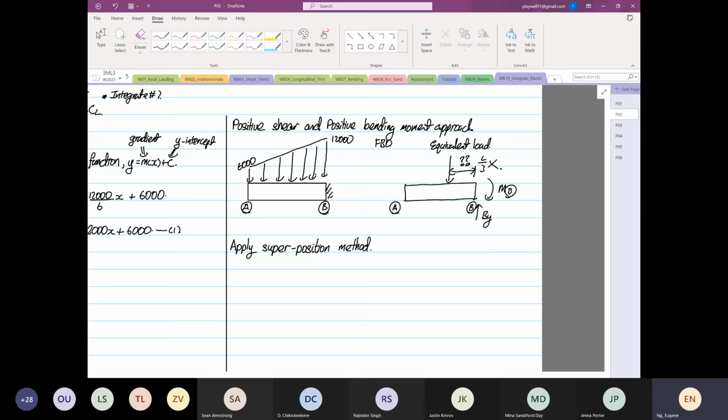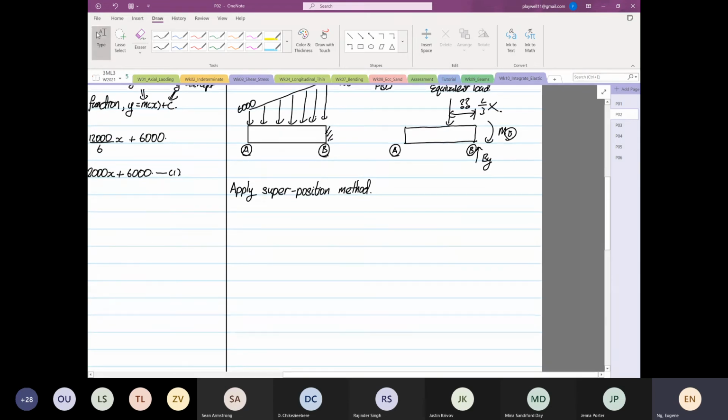So what do I mean by superposition? Superposition means you divide the distribution into 2 parts. When I read the textbook superposition, I said, oh, it's super. And guess what? It's actually super easy. So a load like this is basically equal to a load distribution that looks like this.